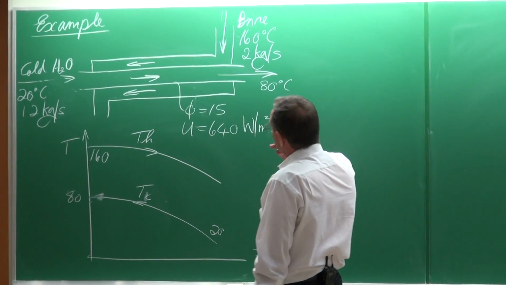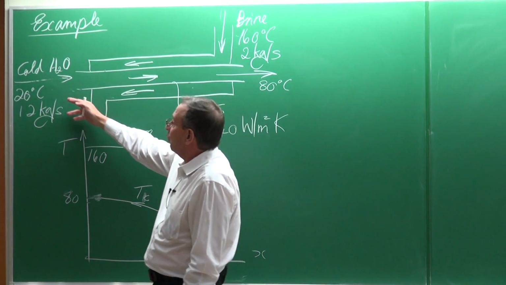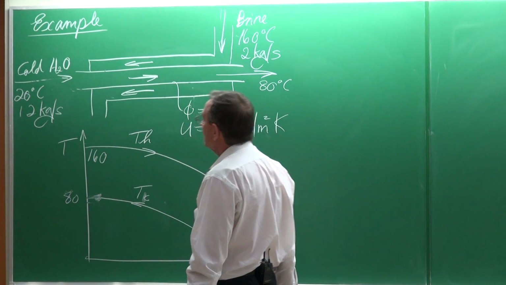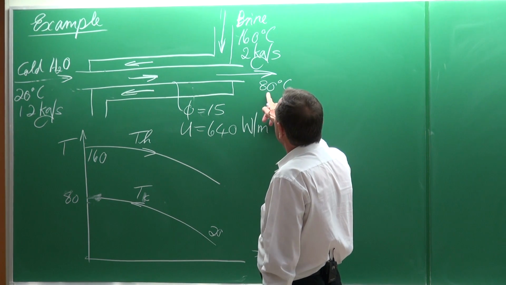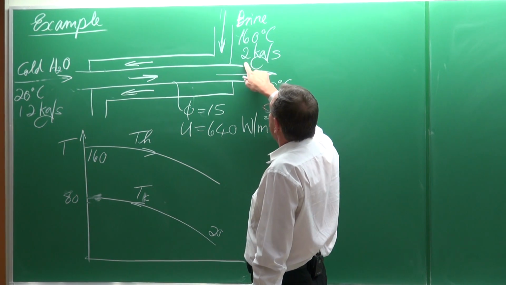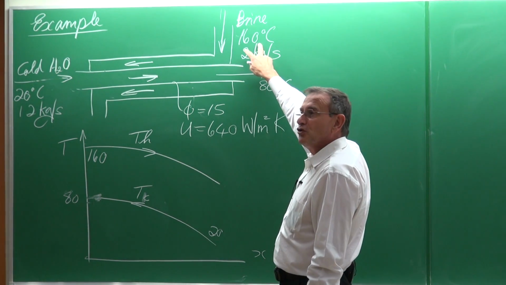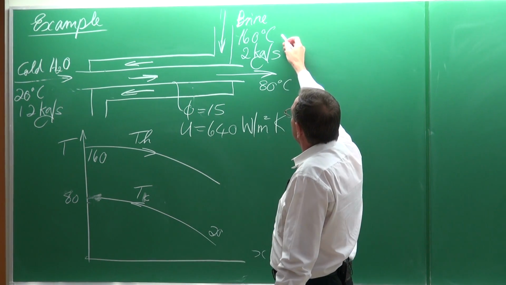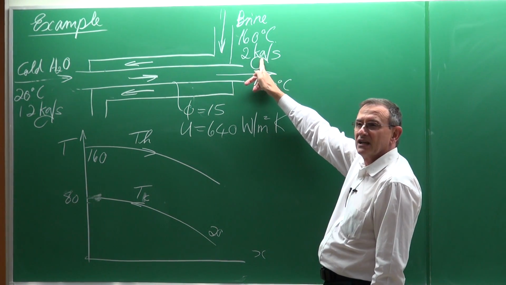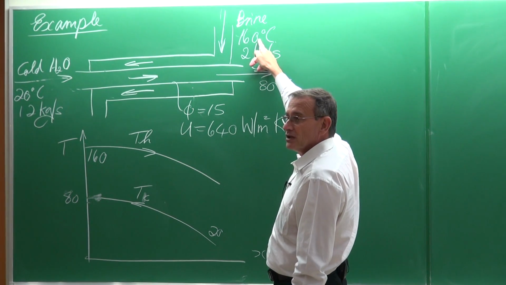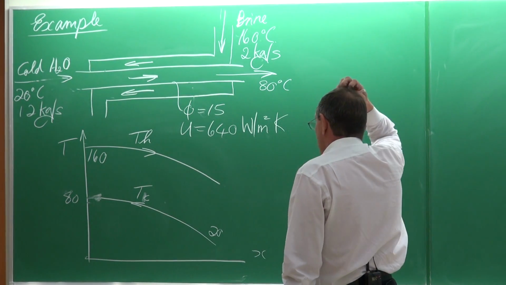An example. This example is given as a tube-in-tube heat exchanger. We've got water at 20 degrees Celsius with a mass flow rate of 1.2 kilograms per second, and it is being heated to 80 degrees Celsius. We've got brine. What is brine? Brine is salt water, typically geothermal heat, which is being used at a temperature of 160, the mass flow rate of 2 kilograms per second. Most probably this pressure is quite high, otherwise it will be boiling at this temperature, or it might be boiling.